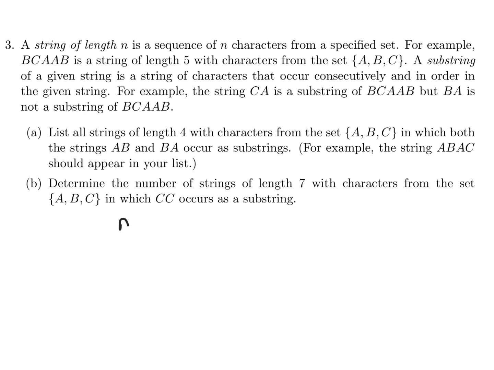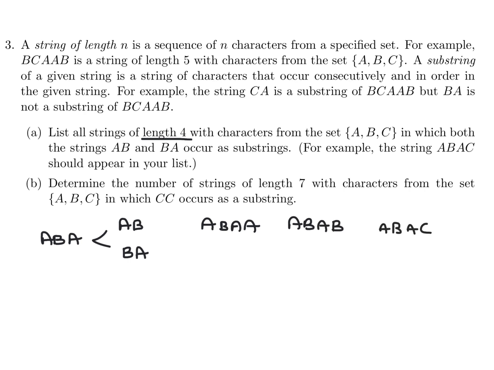So we want both AB and BA to occur, and these can be combined as ABA. So basically ABA's got to be in all of my 4 character strings. Okay, so we just have to manually list them. I don't think there's any other way. There's that one. There's that one. So this is just a tedious exercise of just trying to list strings. And I think that's it.